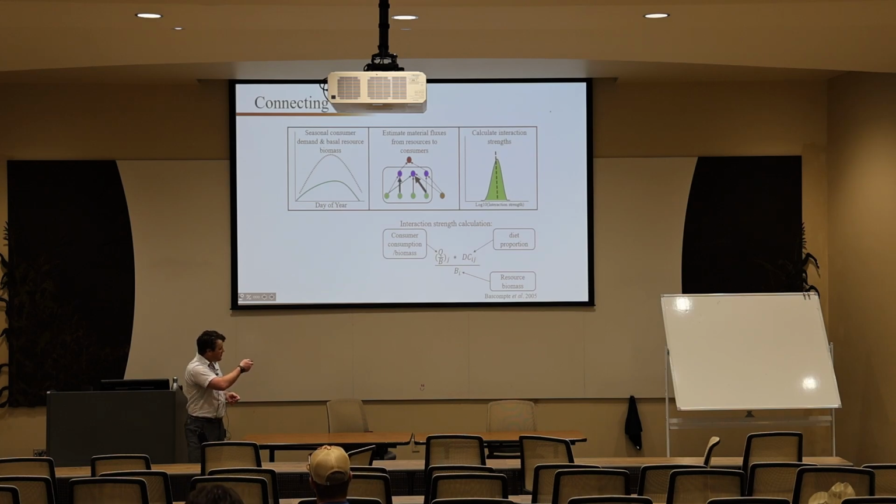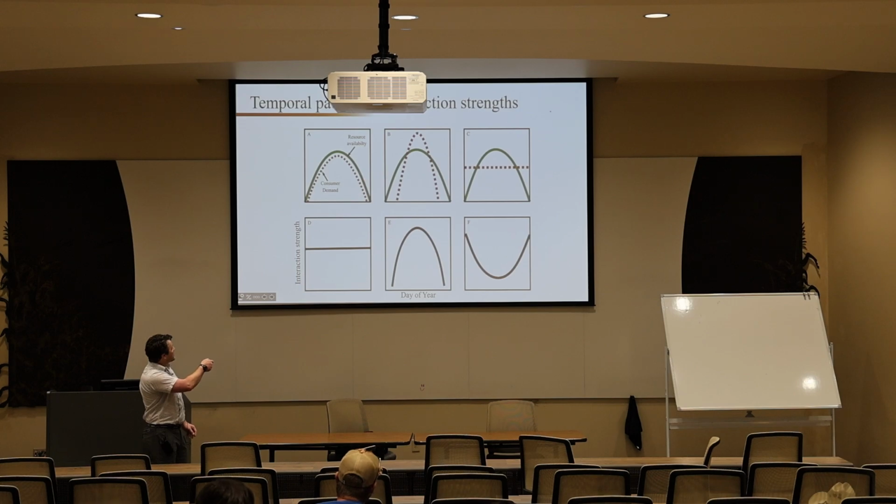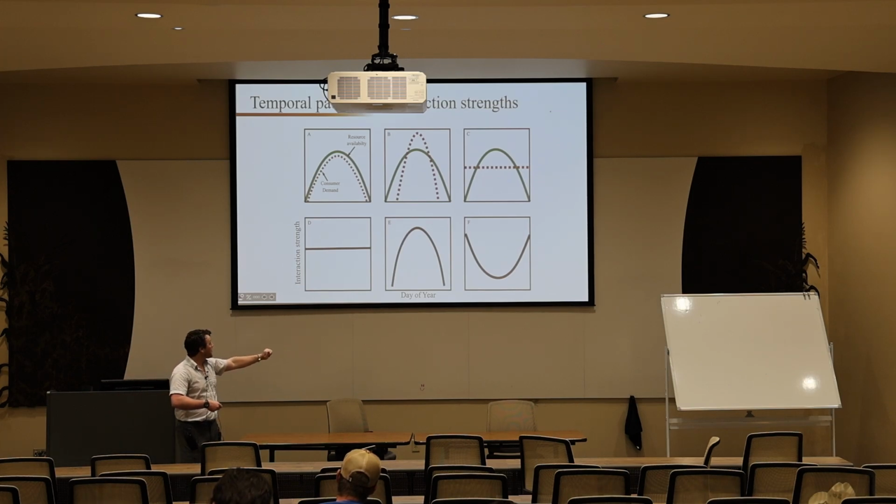By tracking this interaction strength, we can make some predictions about what these seasonal patterns might look like, depending on how coupled or decoupled consumer demand and resource availability are. And so here are a few of those predictions. If you have consumers and resources that are tightly coupled to each other, completely coherent, the prediction is that the interaction strength, so the top-down effect of consumers on resources, should be fairly constant throughout the year.